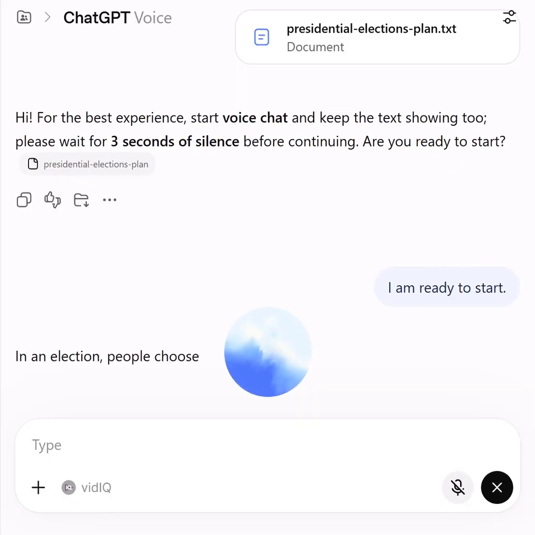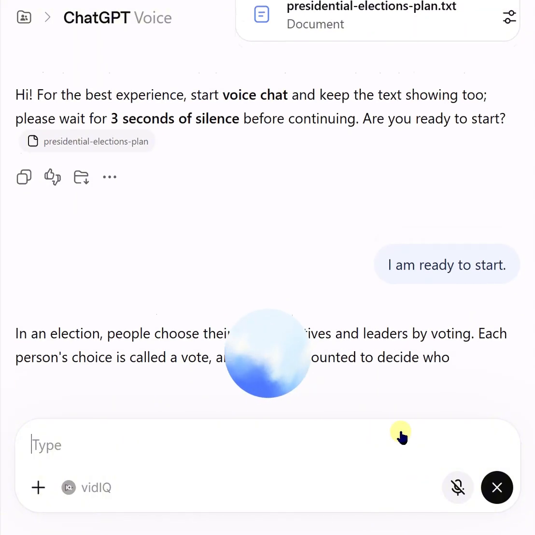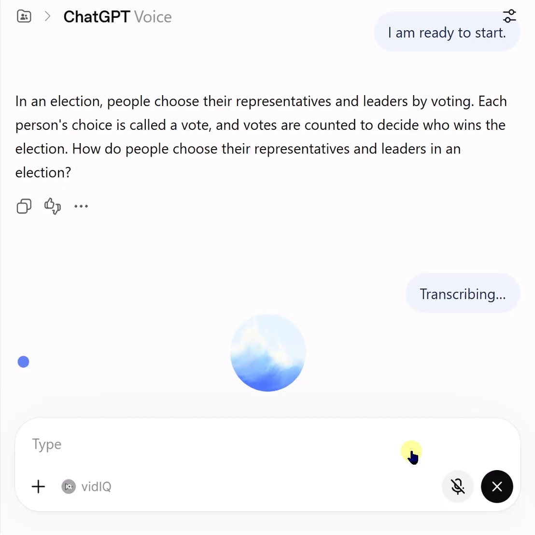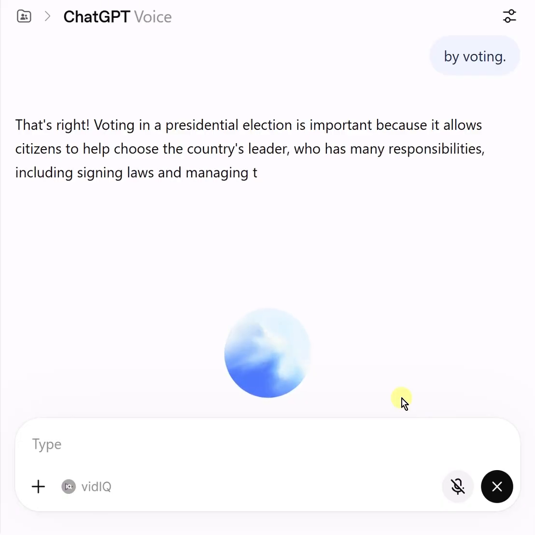In an election, people choose their representatives and leaders by voting. Each person's choice is called a vote, and votes are counted to decide who wins the election. How do people choose their representatives and leaders in an election? By voting. That's right. Voting in a presidential election is important because it allows citizens to help choose the country's leader, who has many responsibilities, including signing laws and managing the military. Why is voting in a presidential election important?